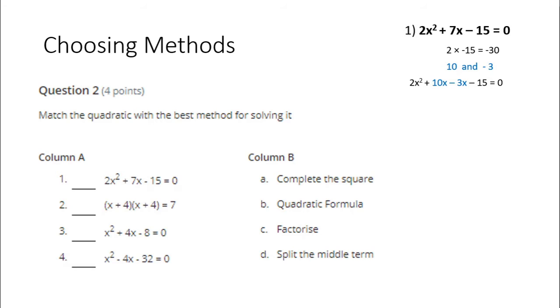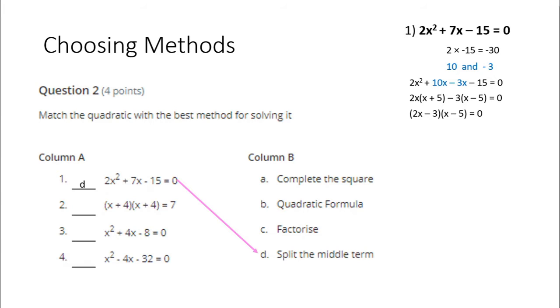And by splitting that middle term, I can factorize by parts. The first two terms have 2x as a common factor, and the last two terms have 3 as a common factor. Sorry, negative 3 as a common factor. So factoring that out, I see that my two sets of brackets are exactly the same, which means I can regroup, which means I have factorized by splitting the middle term. So the best method for solving this quadratic would be splitting the middle term.